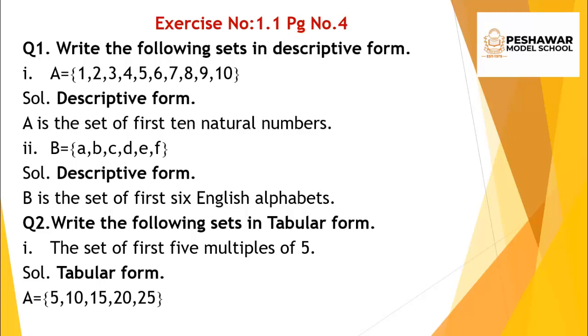What are the first 5 multiples of 5? 5, 10, the next is 15, then 20, and last is 25. You cannot write more multiples of 5 because in the question you have been asked for only the first 5 multiples of 5. So you write here 5, 10, 15, 20, 25.